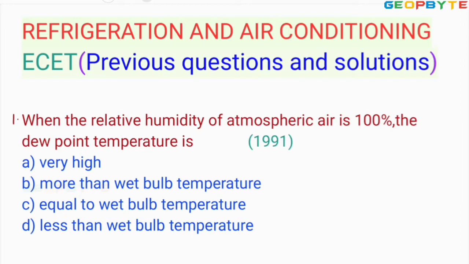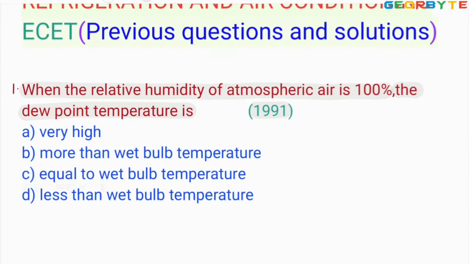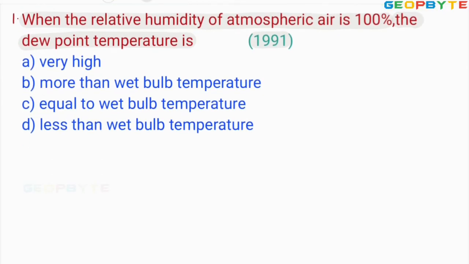Let us take the very first problem, which is given in 1991. When the relative humidity of atmospheric air is 100%, the dew point temperature is. Dear friends, remember, relative humidity is 100% only for saturated air.